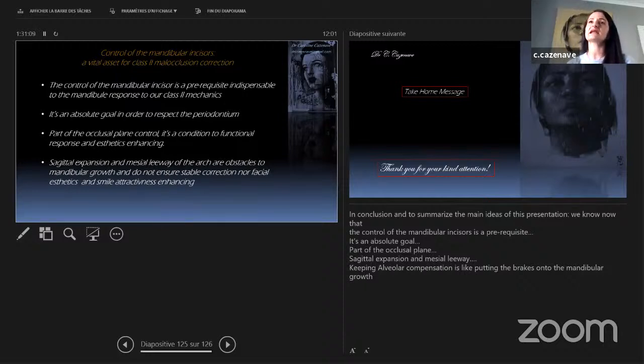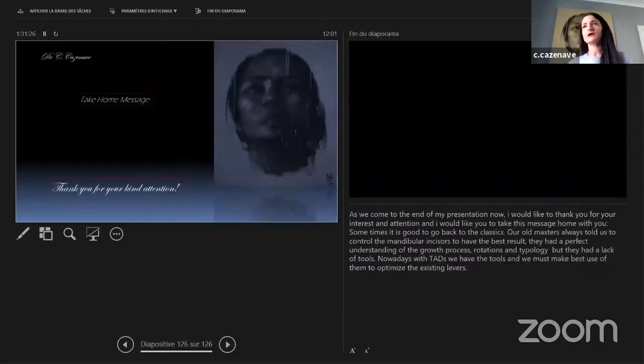Sagittal expansion and mesial leeway of the arch are obstacles to mandibular growth and do not ensure stable correction of facial aesthetics and smile attractiveness enhancing. Keeping alveolar compensation is like putting the brakes on the mandibular growth.